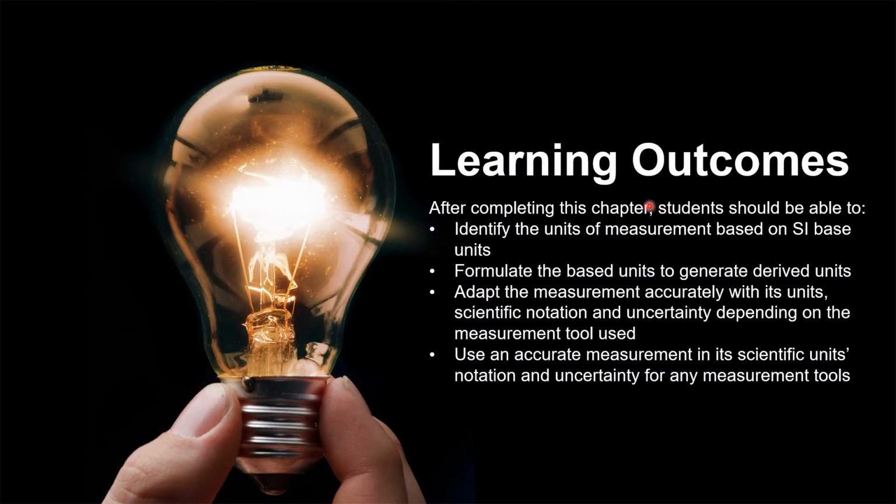So, the learning outcomes for this chapter: after completing this chapter, the student should be able to, the first one, identify the unit of measurement based on SI base unit. And then able to formulate the base unit to generate derived unit, adapt the measurement accurately with its unit, scientific notation and uncertainty depending on the measurement tools used. And the last one is to use an accurate measurement in its scientific unit, notation and uncertainty for any measurement tools.